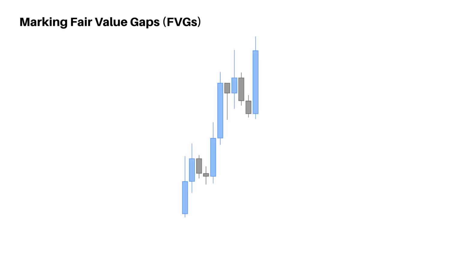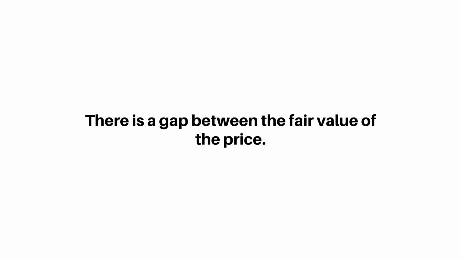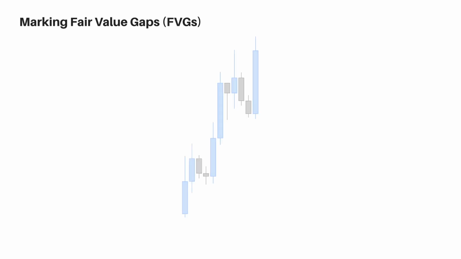What are fair value gaps? A fair value gap, or FVG, is a price gap caused by a sudden imbalance between the strength of buyers and sellers. It's defined by a 3-candlestick formation where we have a gap between the wicks of 3 consecutive candles like this. Now, what does the fair value gap even mean in terms of price action? As the name suggests, it simply means that there is a gap between the fair value of the price. The massive buying pressure has caused this aggressive movement, likely due to institutional activities, and now the price is inefficient.